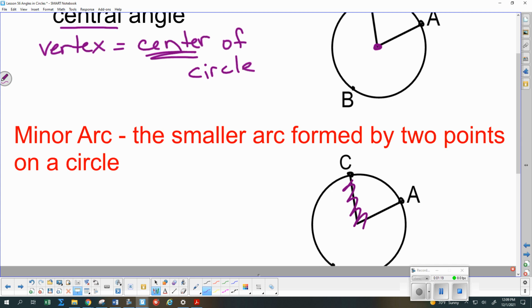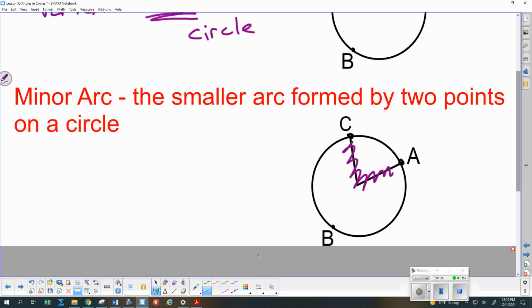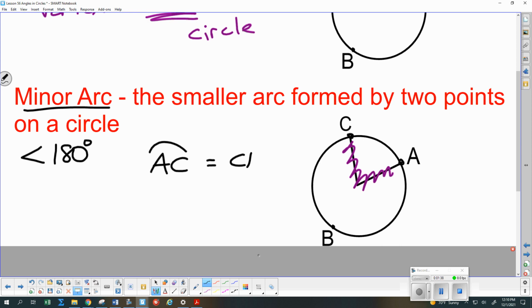With or without an angle in there, and I really don't even need that in there, I can talk about parts of a circle. A minor arc will always be less than 180. It is the shortest distance between 2 points that are on the circle. So on this picture, my minor arc would be that section right there, less than 180 degrees.